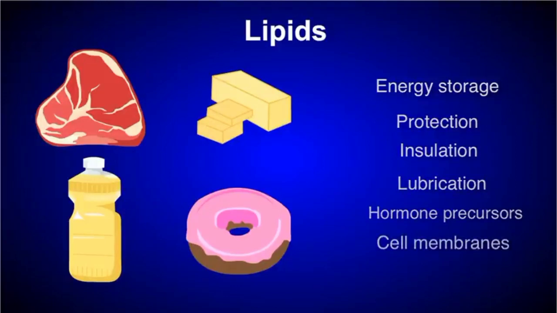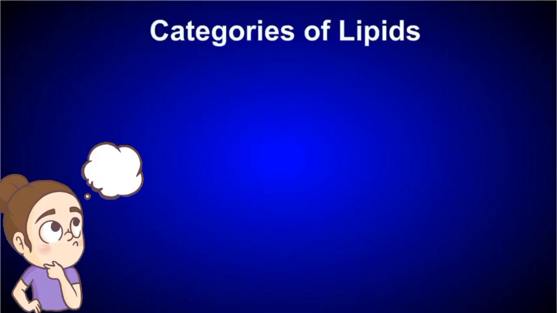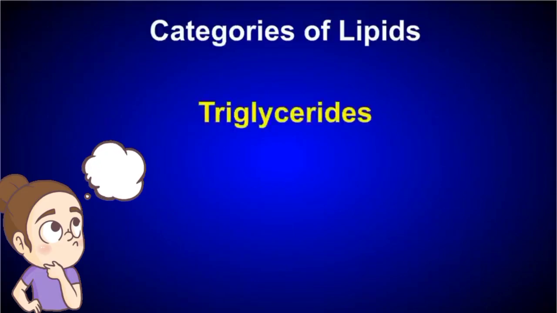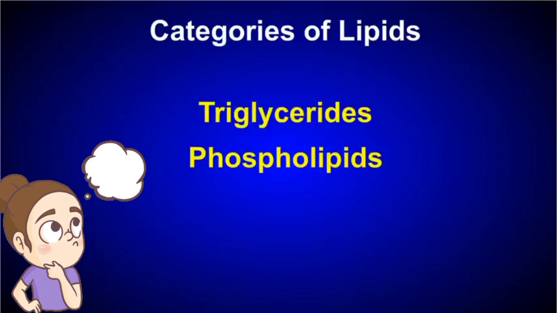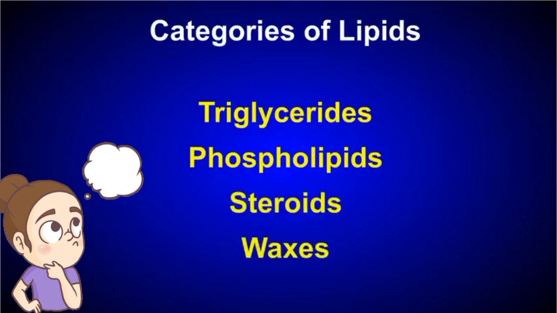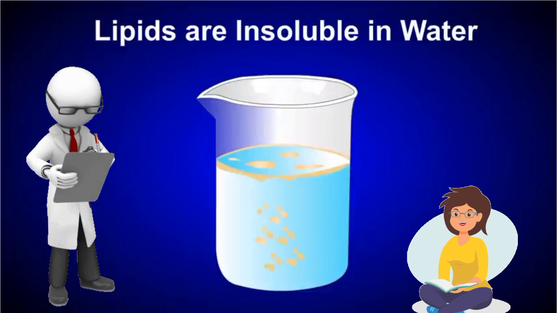There are four basic groups of lipids. These are triglycerides, phospholipids, steroids, and waxes. Although these groups differ in many respects, they all have one characteristic in common. They are all insoluble in water.